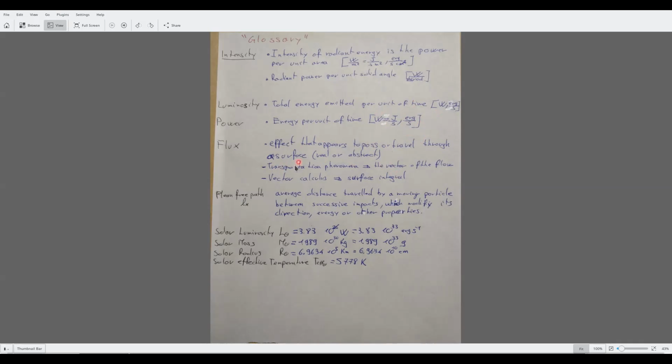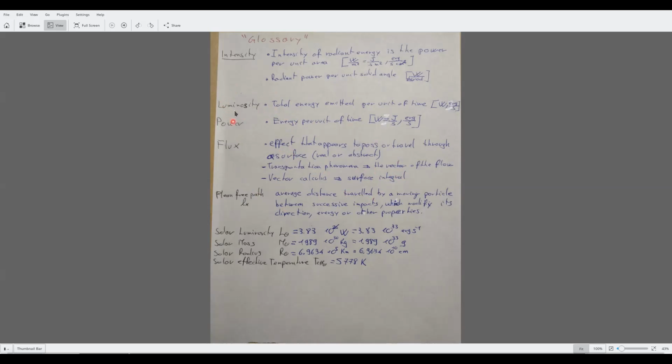in astrophysics. Flux seems easy because it's the effect of something passing or traveling through a surface, real or abstract. In this case, the surface of a star, or a surface with a certain radius. But it is also a little problematic because it can be the transport phenomenon of the vector, so it can be the flow or the surface integral. The surface integral in this case should be the luminosity.